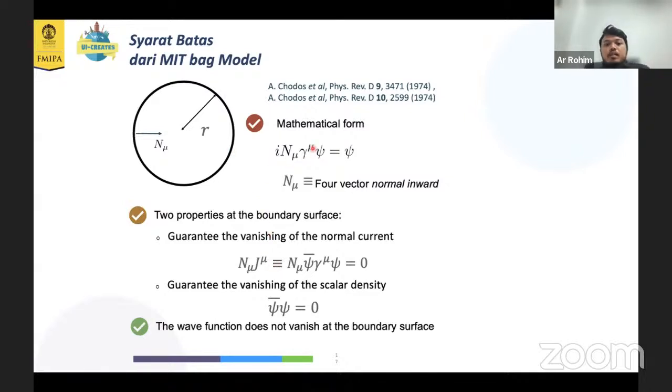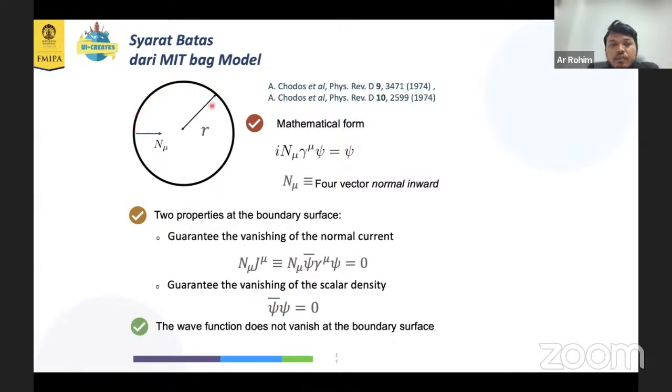Okay, and then from this mathematical form, it has two properties at the boundary surface. The first one is the vanishing of the normal current, and the second one is the vanishing of the scalar density.